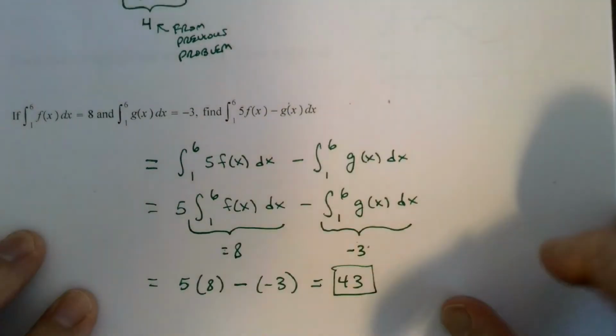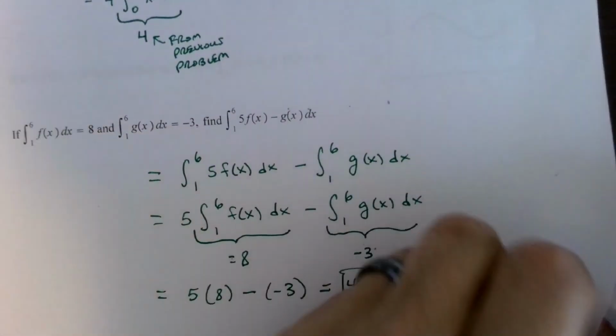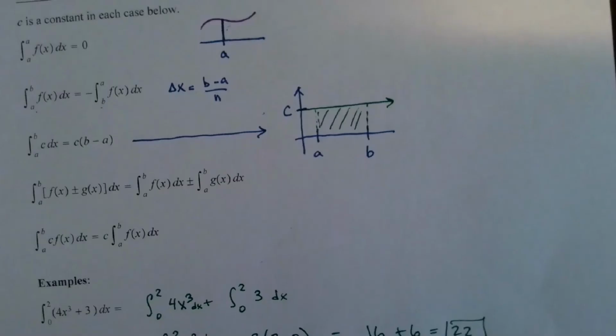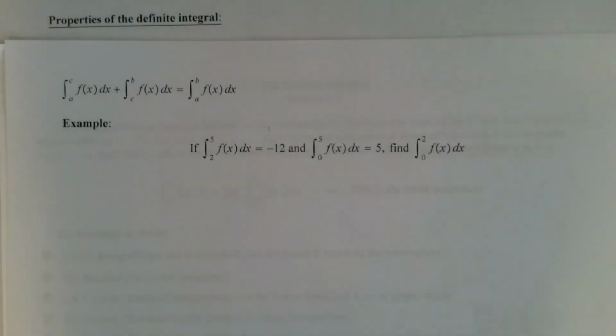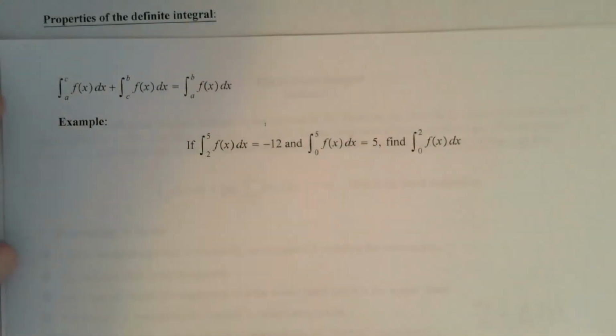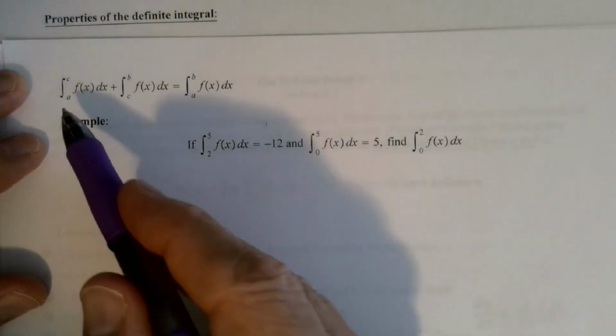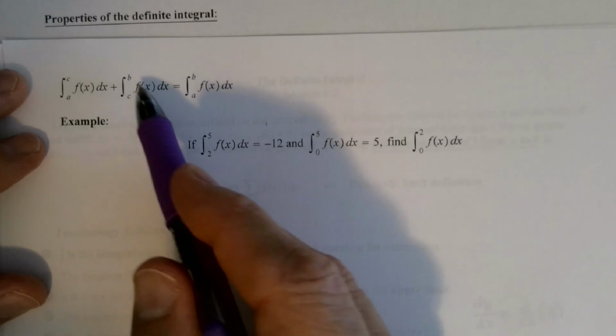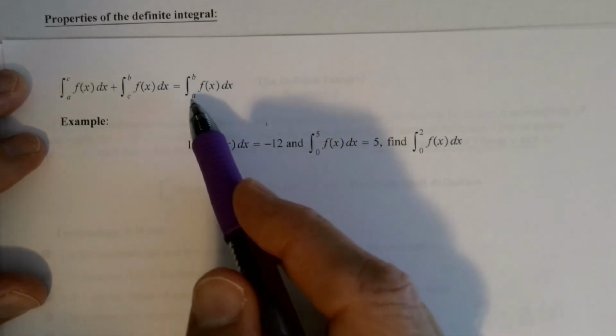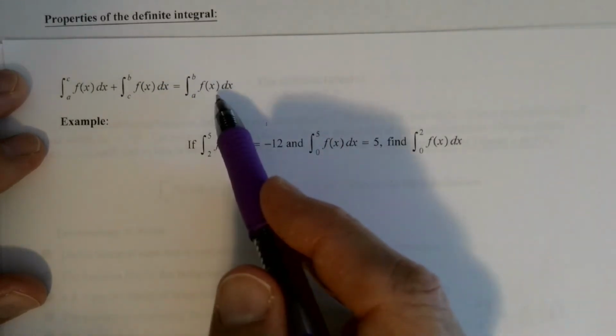Just a few more properties of the definite integral. Here's a real important one that we can use a lot. This says that the integral from a to c of a function plus the integral from c to b of the function is equal to the integral from a to b of the function.